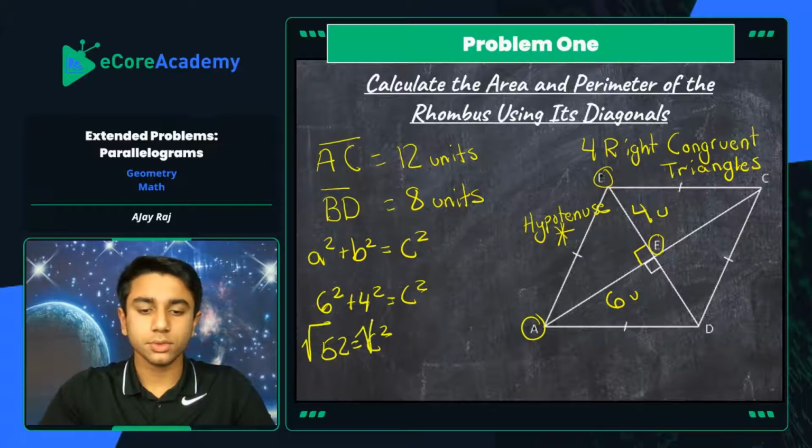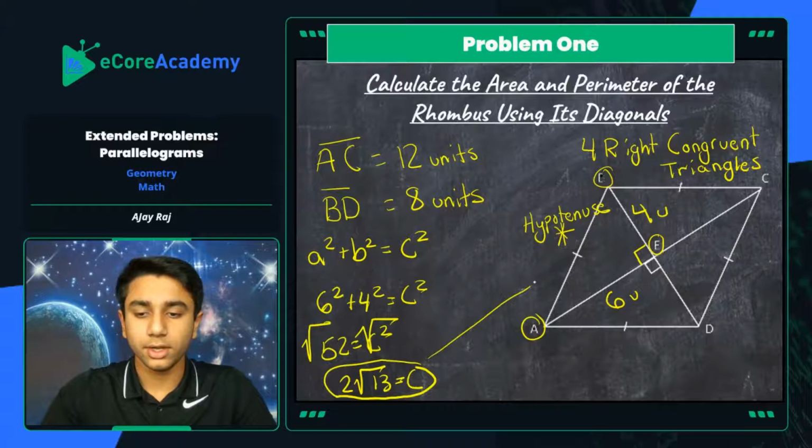Square root that. Square root that. We're going to split apart 52 like we would in a radical. So we know that 52 divides into 2, so we have 26, and it also divides into 4. 4 times that would be 13. So we know it's going to be 4. So it's going to be 2 root 13 equals our c value. So that's the value of our given side length right here.